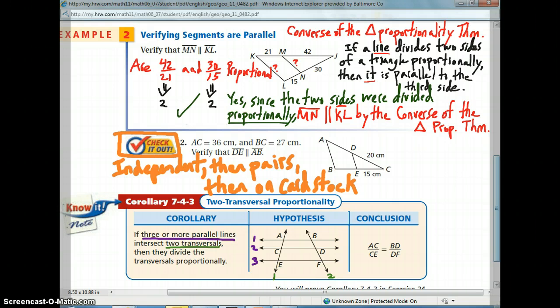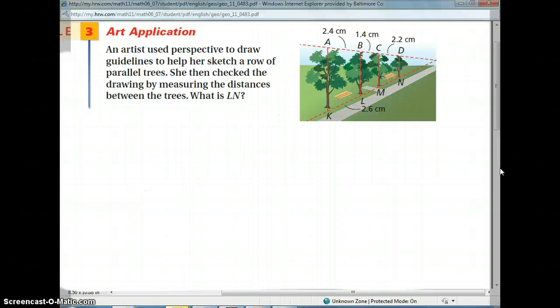Alright, so we're going to move on now to an example of this. Alright, this is in your textbook on page 483, and what is going on here? An artist used perspective to draw guidelines to help her sketch a row of parallel trees. Parallel. She then checked the drawing by measuring the distances between the trees. What is LN? So basically she's checking to make sure that they're parallel, because there should be proportionality between these parallel lines. And you also have transversal.